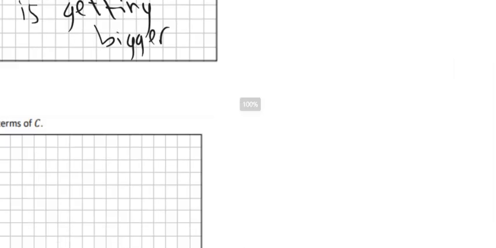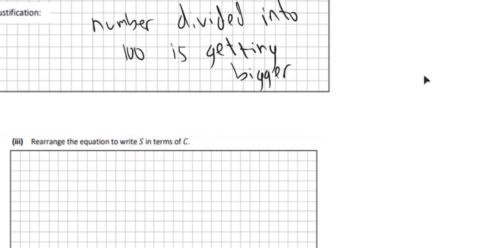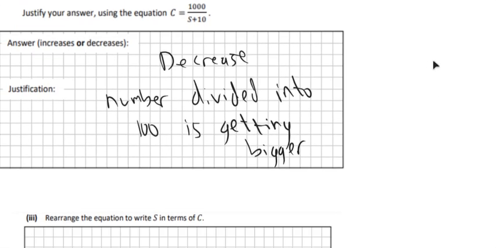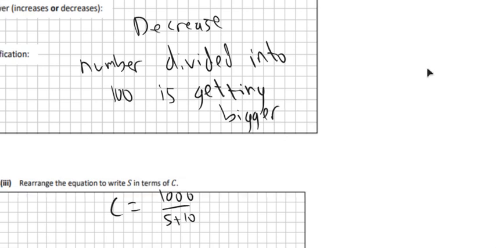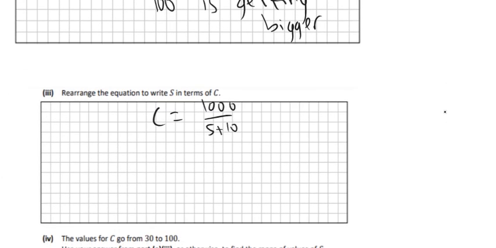Rearrange the equation to write S in terms of C. So C is 1000 over S plus 10. Right, so you have to rearrange it around.